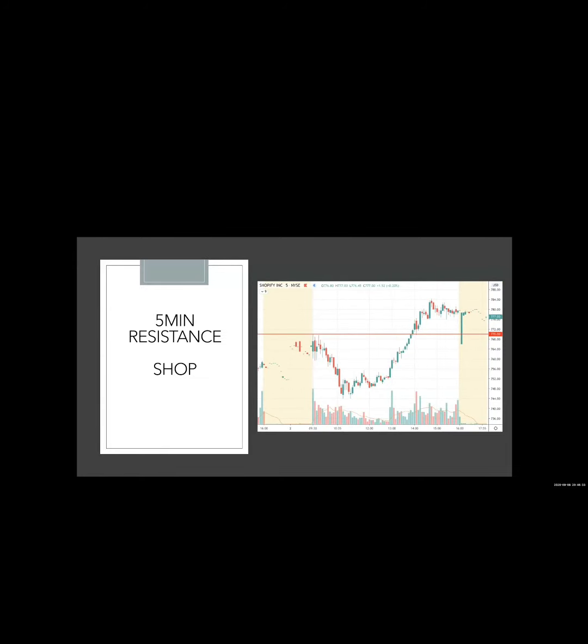5-minute resistance for SHOP. Super clear again. It rejected it twice right here in the morning, and it's a whole number, 770. So you just wait for it to get to that level, and then you wait for it to clear that level. And look, a lot of volume came in.